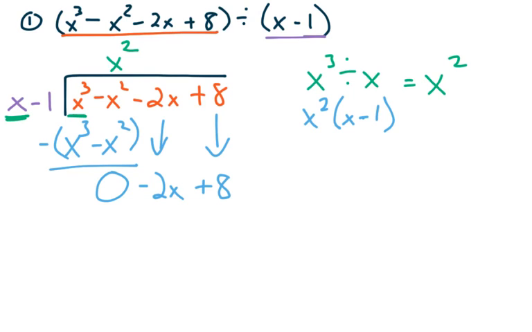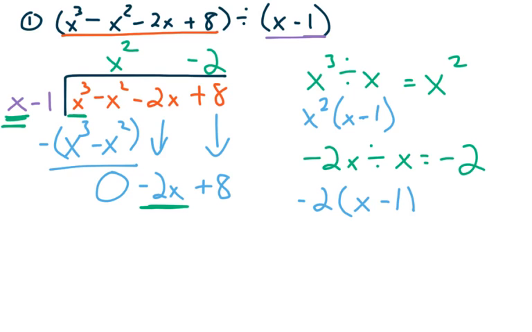So we're going to do this again. Take the biggest term in our dividend, and divide it by the biggest term in our divisor. So we're going to take negative 2x and divide it by x. What that leaves us with is negative 2. I'm going to put that negative 2 above the constant term, because this does not have an x in it. Then we multiply negative 2 times x minus 1, which I'll write off to the side. Negative 2 times x is negative 2x. Negative 2 times negative 1 is positive 2.